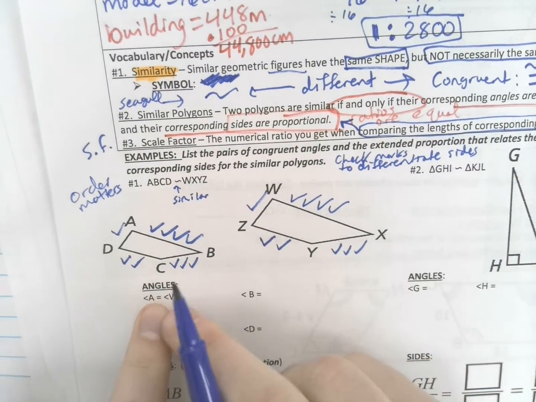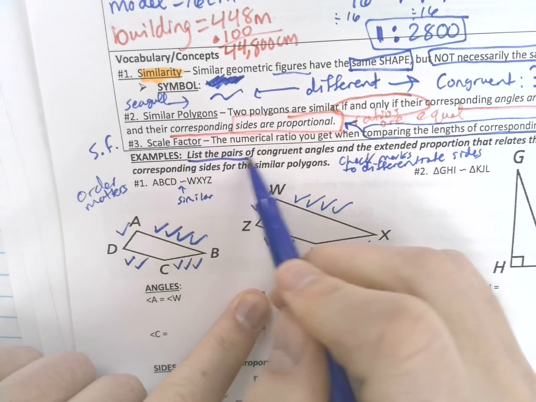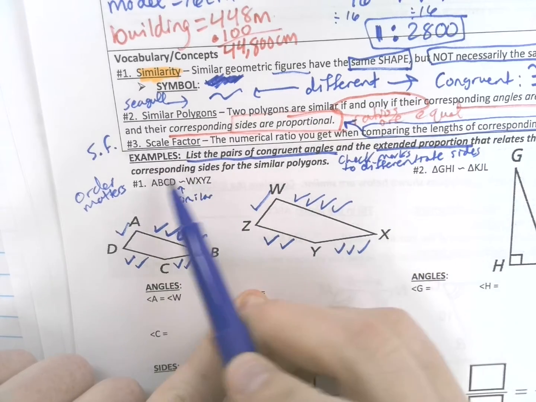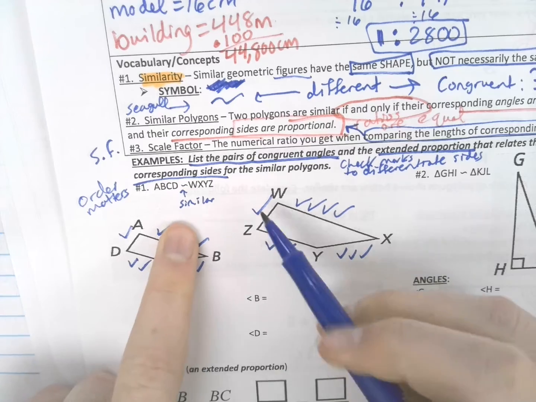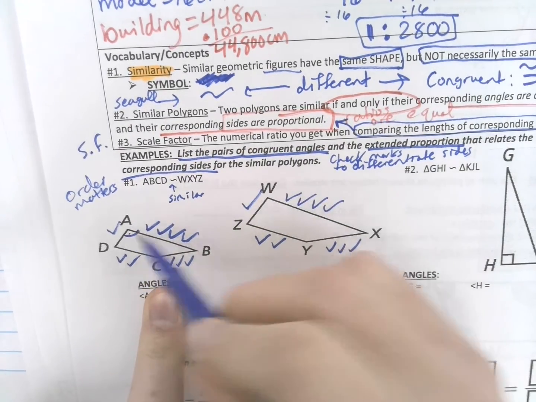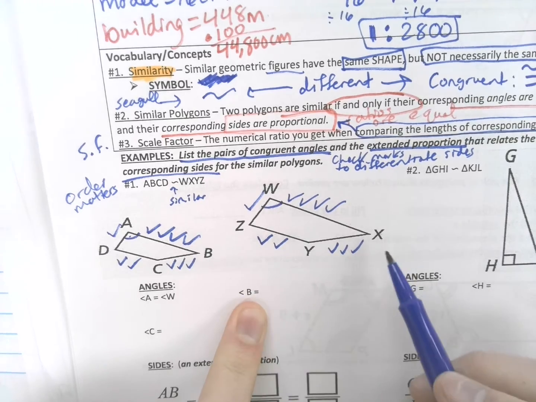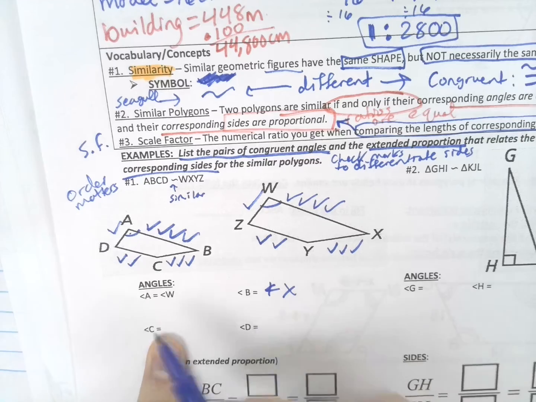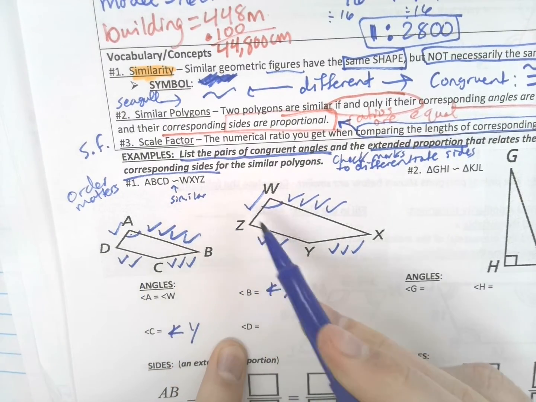And so here's the thing. We're told A is congruent to W. So we're going to list the pairs of congruent angles and the extended proportion that relates to corresponding sides. If A matches to W, then what matches to B? Well, that'll be X. What matches to C? That'll be Y. And then what matches to D? That will be Z.